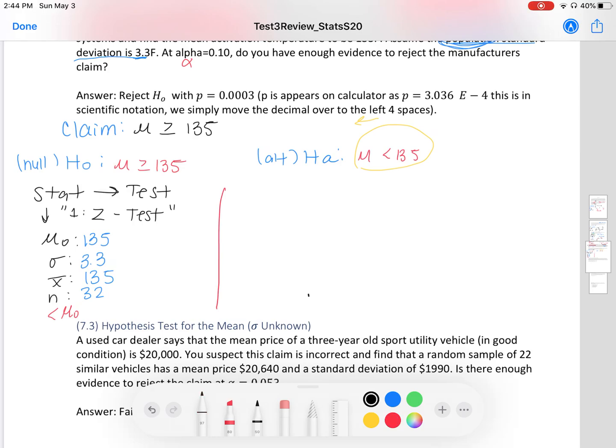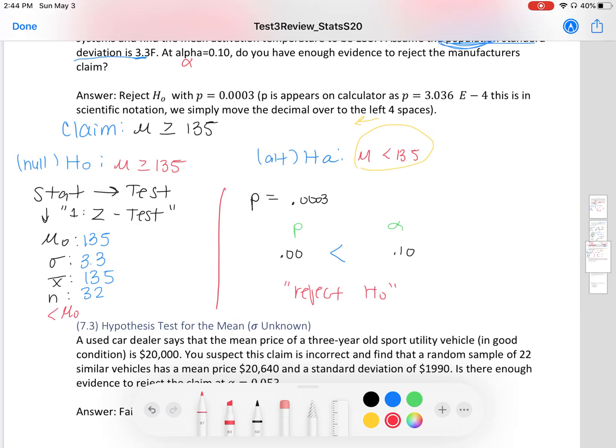It'll give us some information, but we want to use our P because we want to compare our P value to our alpha. Your goal is to compare your P and your alpha and see what inequality you get. My P is 0.0003. My alpha is 0.10. So now I want to choose an inequality that makes that statement true. And we have a less than. Because we have a less than, our answer is to reject the null.